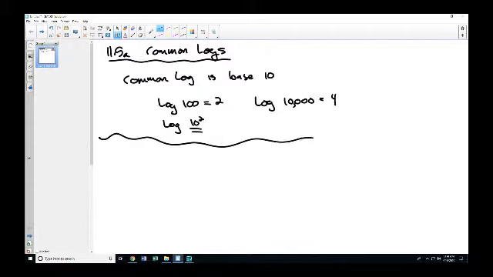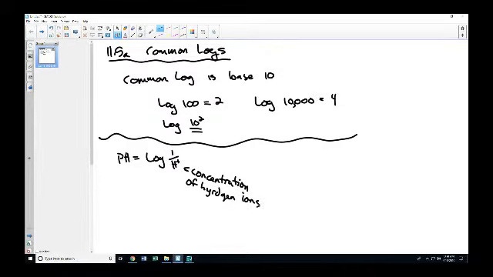If you're in sciences, chemistry, pH is an application of base 10 logarithms. So maybe that looks familiar. This is the concentration of hydrogen ions in a solution, in moles per liter. It's a nice statement, beautiful.